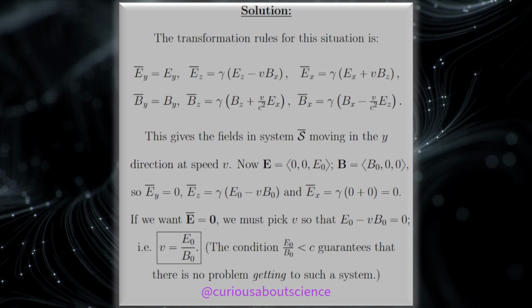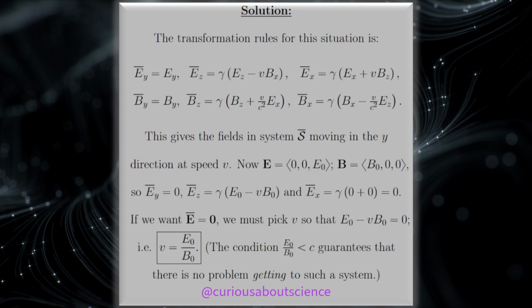This gives the fields in the system S bar moving in the y direction at speed v. Now what we see is that E is equal to 0, 0, E naught, and B is equal to B naught, 0, 0. So E bar y is equal to 0, and E bar z is equal to gamma times E naught minus v B naught, and E bar x is equal to gamma of 0 plus 0. And that's how moving in the y direction gives us the cancellation of E in that case.